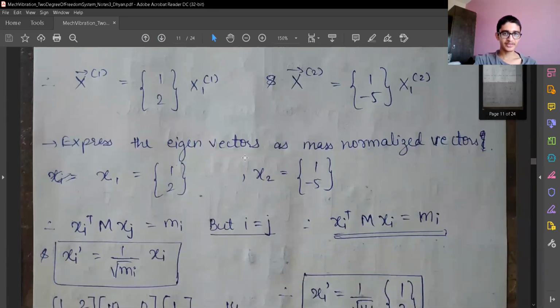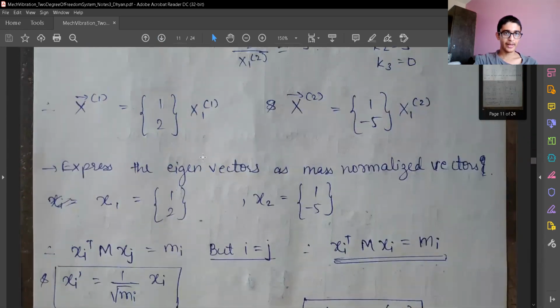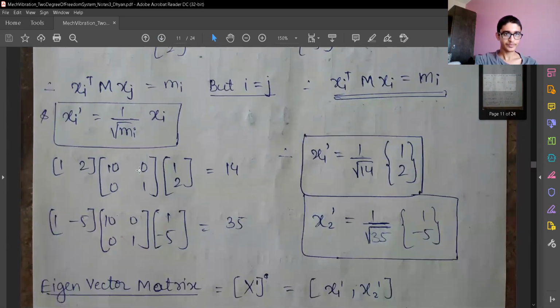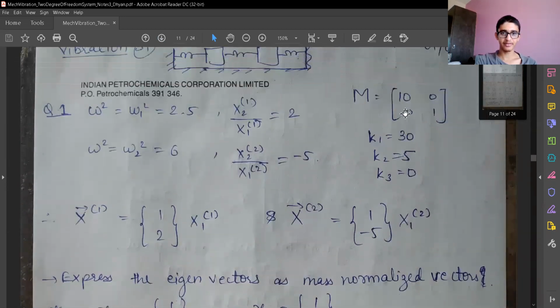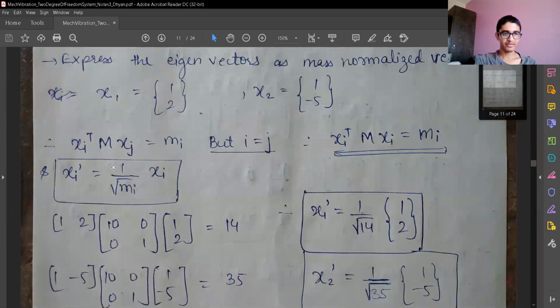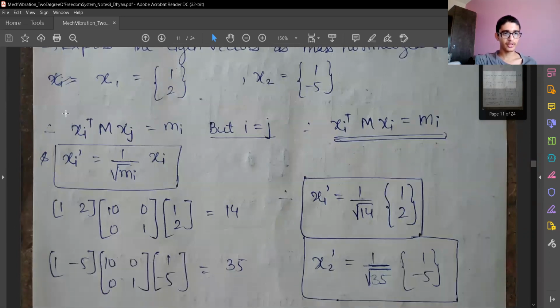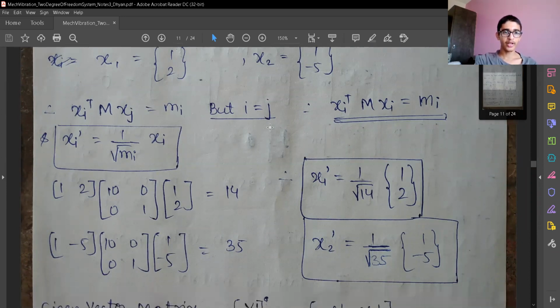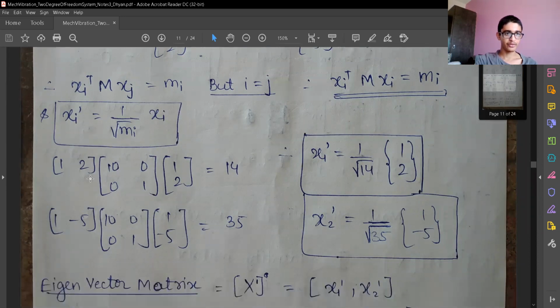And we need to express the eigenvectors as mass normalized vectors. So these are the eigenvectors which we have known, and these are the amplitudes. So amplitudes are just multiplied. We have been given the mass matrix, and we have been given the eigenvectors. So what we need to do is find the mi values, which I have explained earlier in the previous video, but for all the diagonal entries only. So what we do is we do this, we get the value of 40.